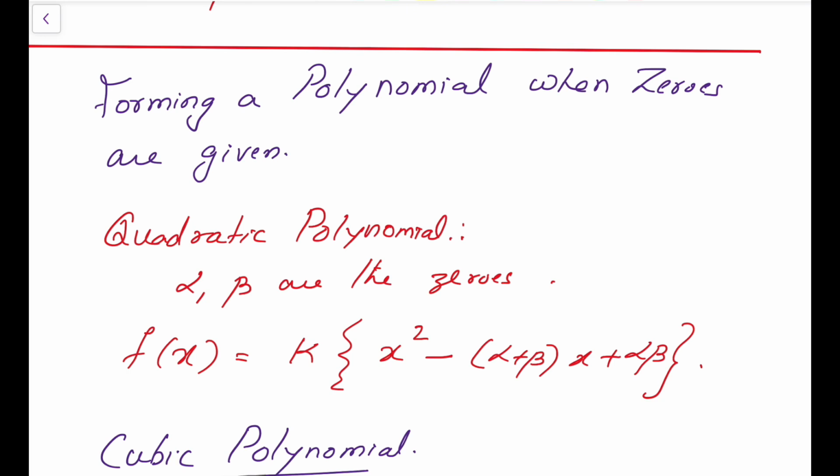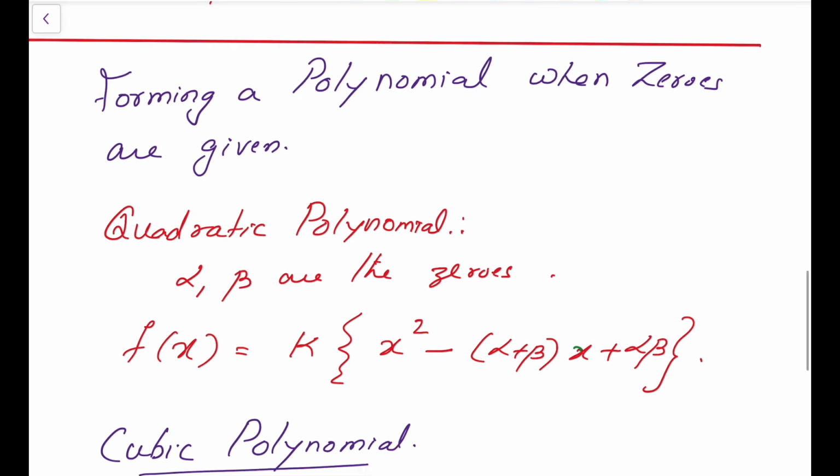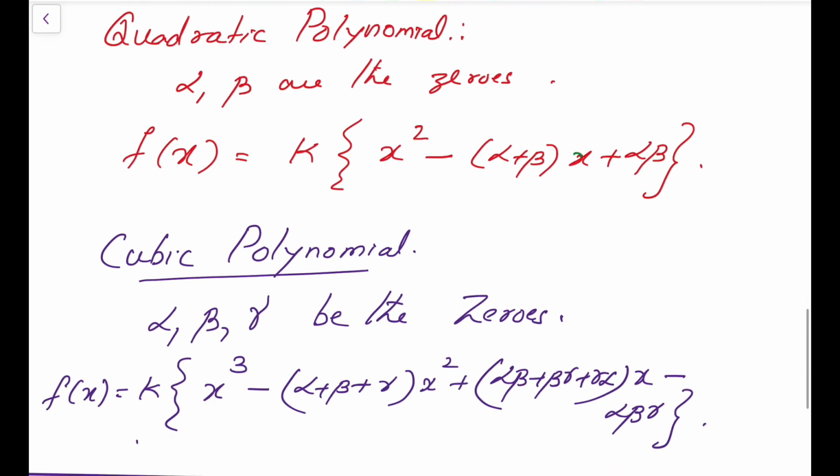Now forming a polynomial when zeros are given. It's given alpha and beta are the zeros. Now we have to frame the equation. So the equation will be k into x squared minus sum of the zeros, that is alpha plus beta, into x plus alpha beta. So when you do the problem, you will understand it better.